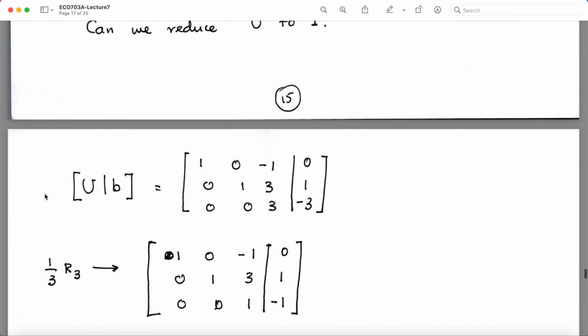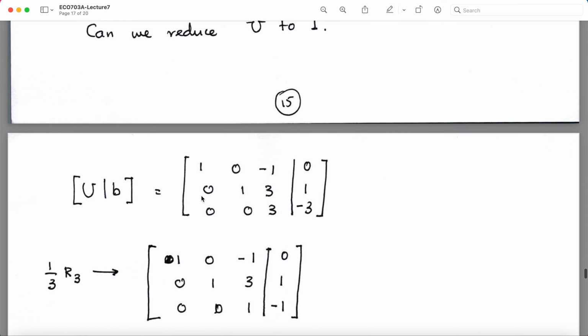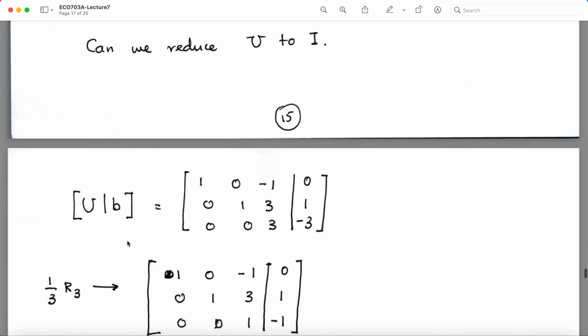So can we reduce U to I? Ux equal to B is the equation. Now you are solving that part. You are further reducing U to the identity matrix, right? So you take an augmented matrix of U and B tilde, which is this. Actually B tilde becomes the new B, so it should be U and B tilde.